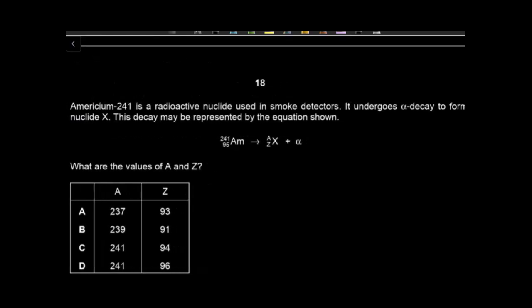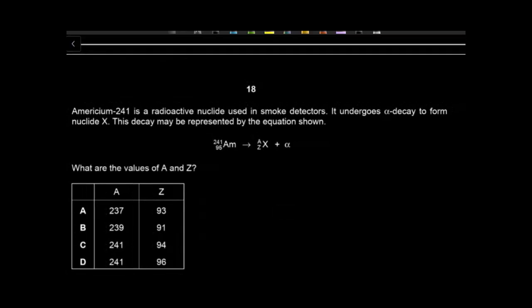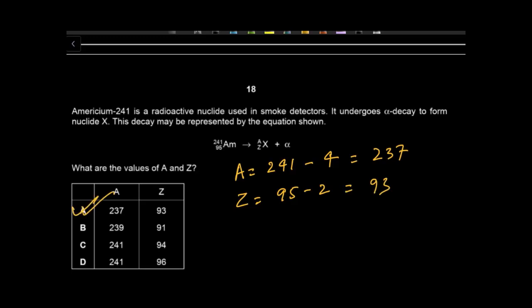Americium 241 is a radioactive nuclide used in smoke detectors. It undergoes alpha decay to form a nuclide X. This decay may be represented by the equation shown here. What is the value of A and Z? So A can be written as 241 minus 4 and Z can be written as 95 minus 2. So this comes out to be 237 and this is 93. So option A is correct.